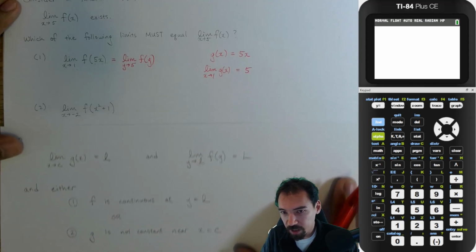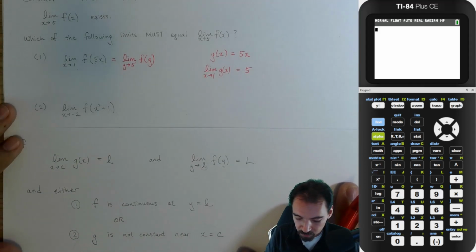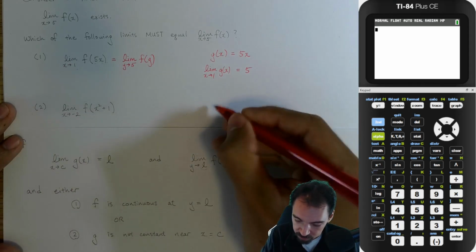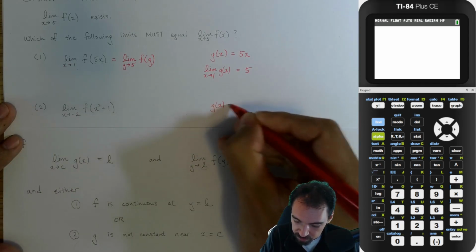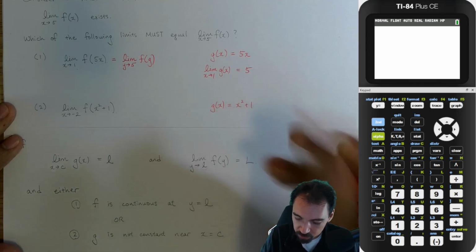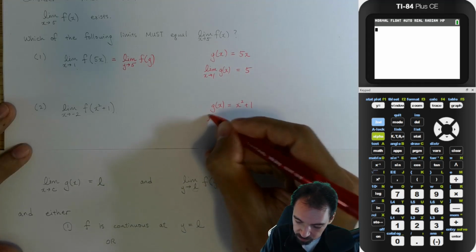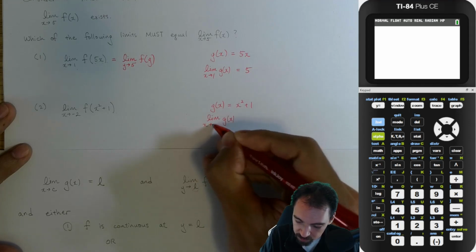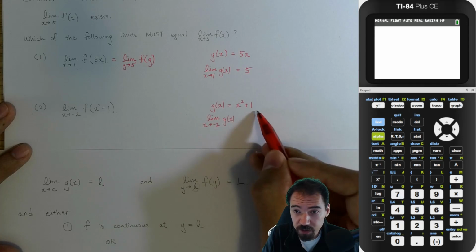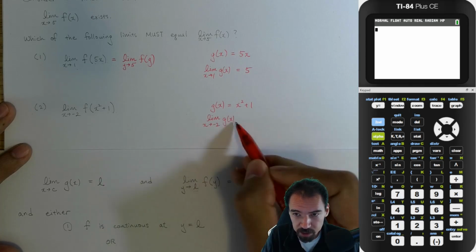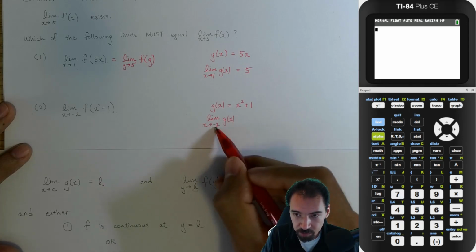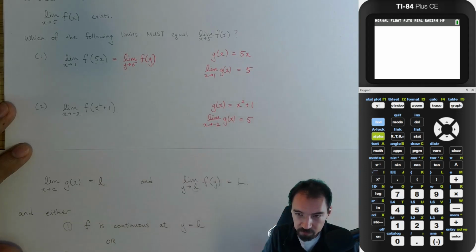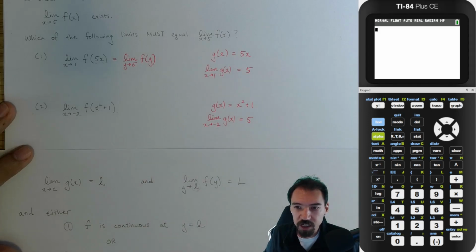Let's think about this next one. Okay, so in this context, the inside function, x squared plus 1. So I'm going to call g of x equal to x squared plus 1. Well, can I take the limit of g of x as x approaches negative 2? This is a continuous function, so taking the limit will give me the same result as if I just plug in negative 2 and say g of negative 2. Well, that's 5. Oh, now we're in the exact same scenario as before.